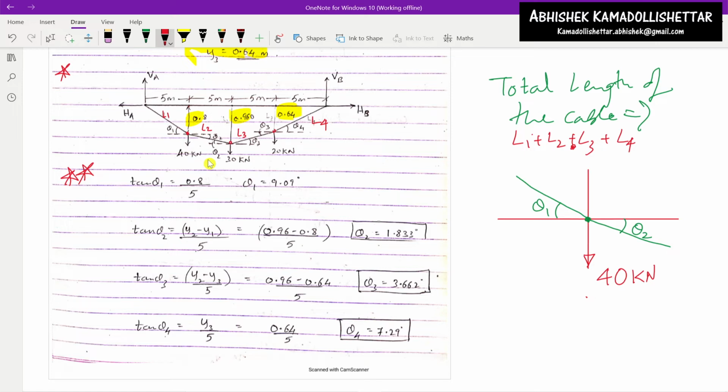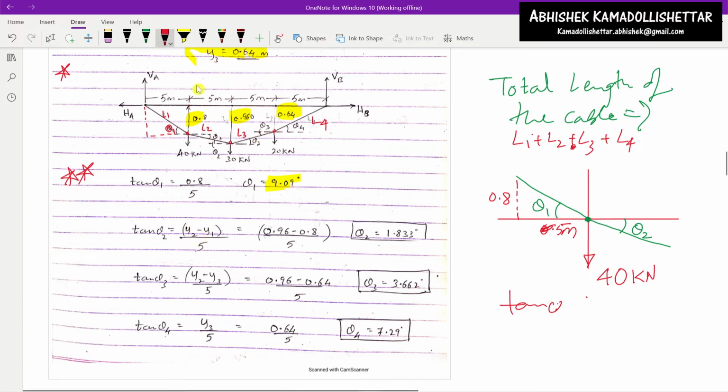Fine. So what is tan theta 1 here? Tan theta is opposite upon adjacent. So the opposite is 0.8 and the adjacent is 5 meters of length. So the angle theta is tan inverse of that, so 9.09 degrees. Now tan theta 2.